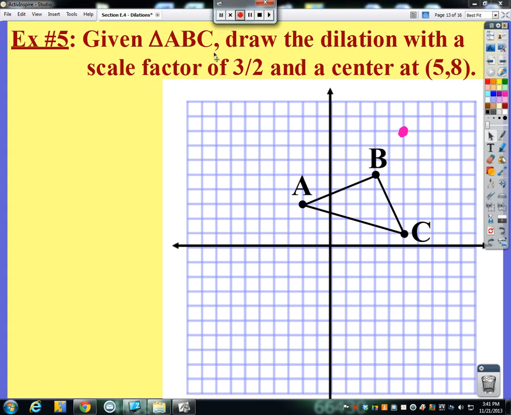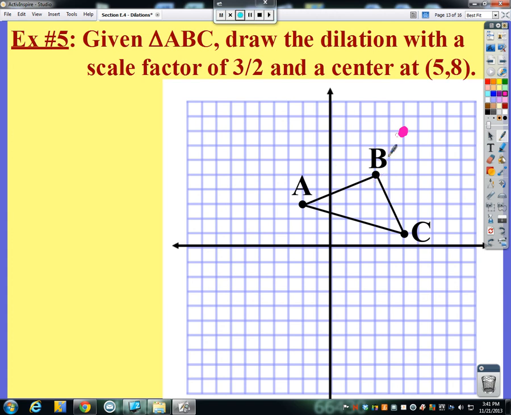So we're still going to use the same idea that we did in the last example, or the way I used to do it anyway, with slope. Since our center's at 5, 8, our rule no longer applies. You can't just look at the coordinates for A, B, and C, multiply the x and y by 3 halves, and regraph those points and you're done. It's not going to work this time. That's why I prefer this slope method. This is going to be somewhat trickier here.